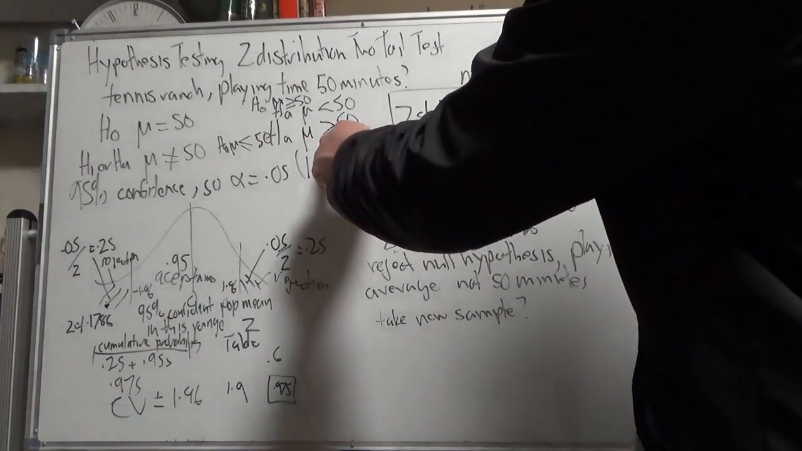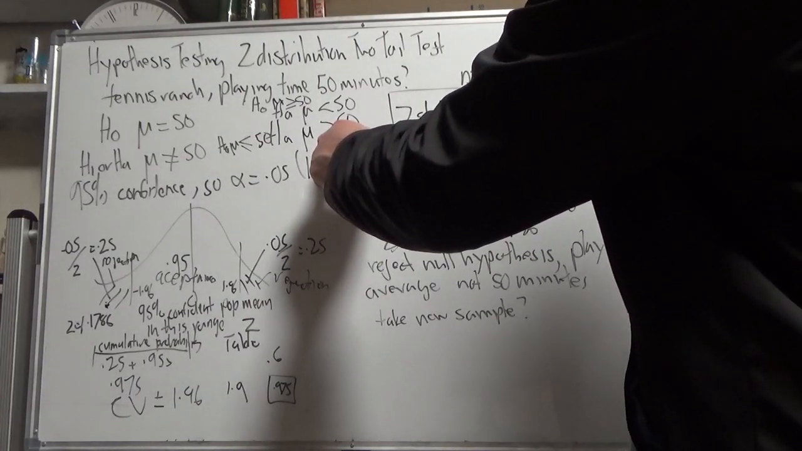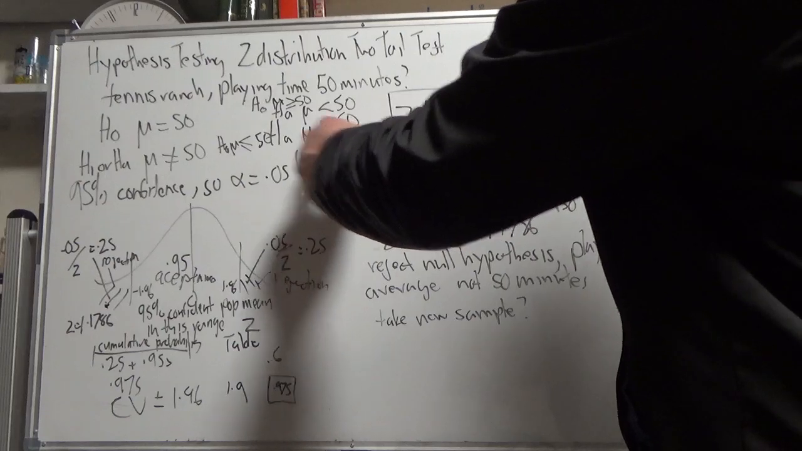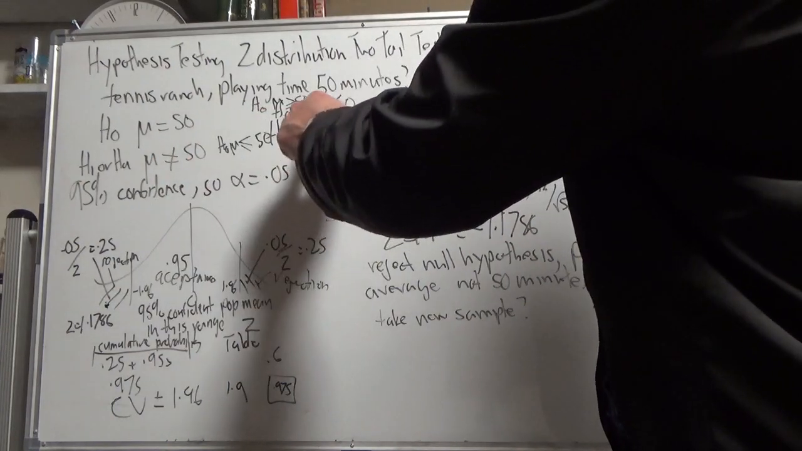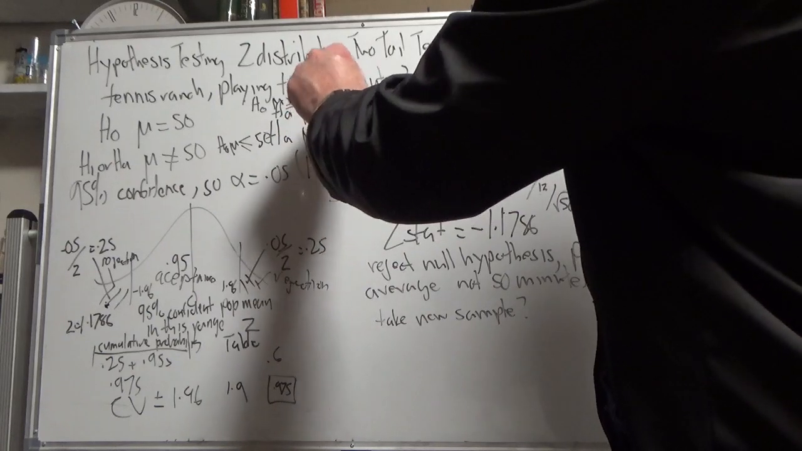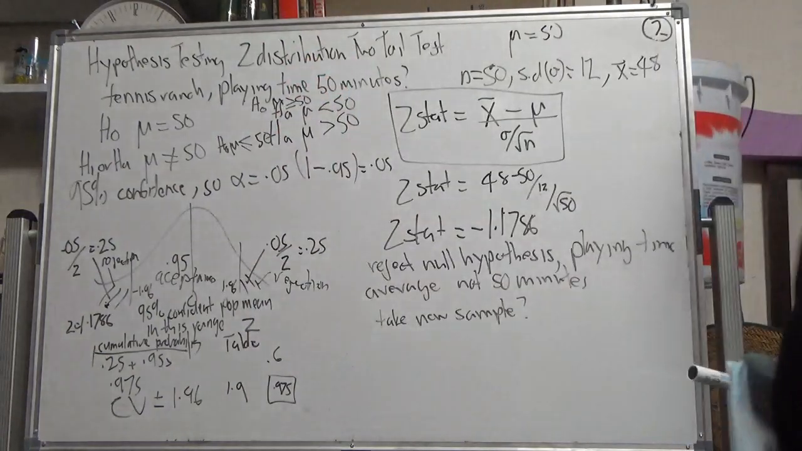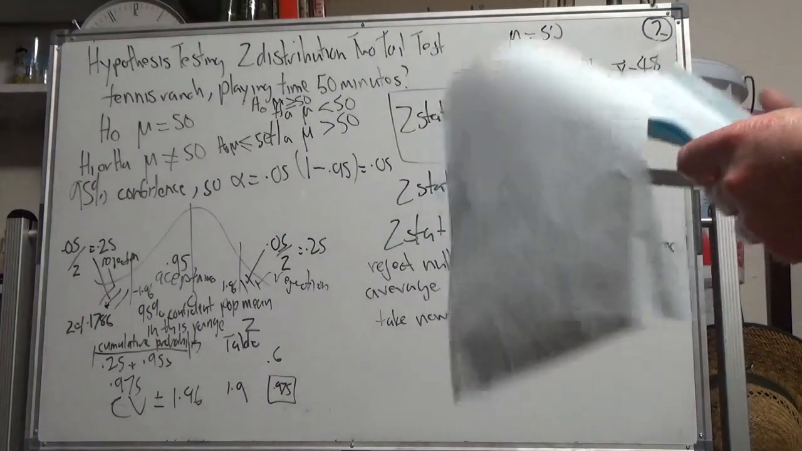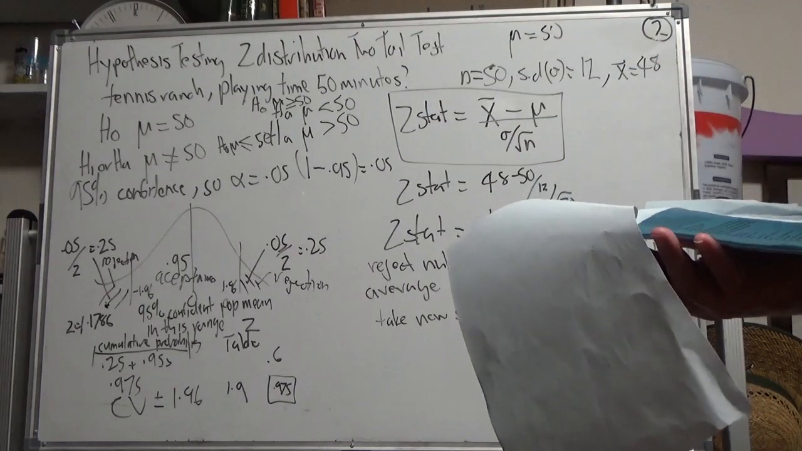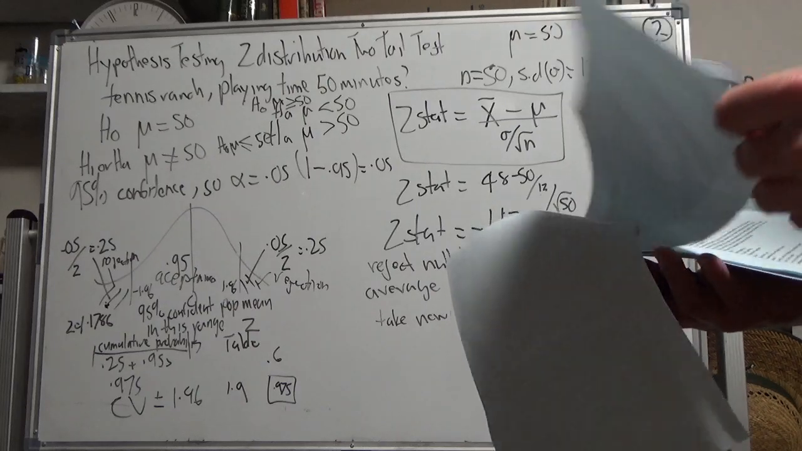So a hint, a clue to work out whether it's one-tail or two-tail: if it's not equal to, it's a two-tail test, but if it's only a greater than or a less than sign, it's indicative of a one-tail test in the exams and assignments. So on to the next question.